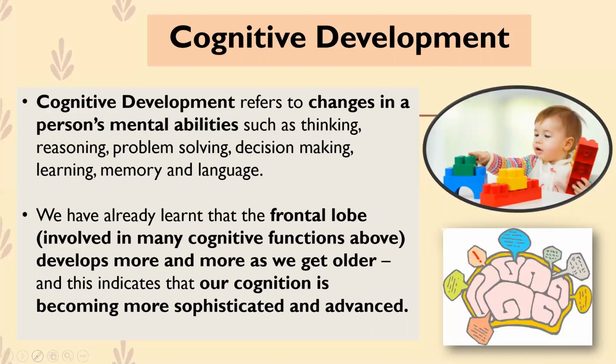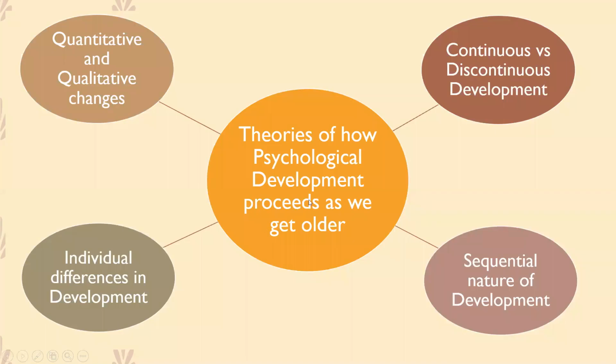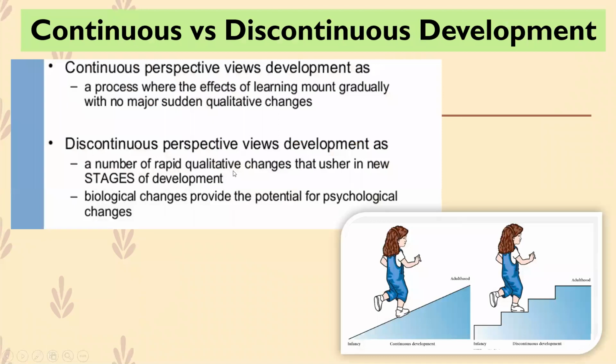So that's cognitive development. Okay, so now we're looking at some of the theories or concepts or ways in which psychologists try to understand how psychological development actually proceeds as we get older. So these are just the 4 perspectives that they have, essentially. So the first one is continuous versus discontinuous development.